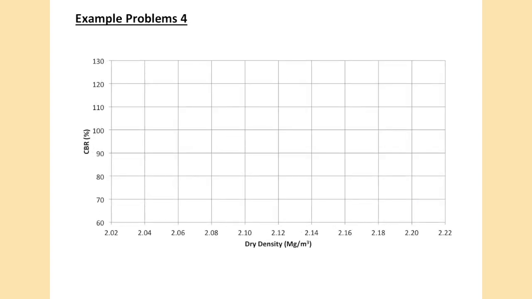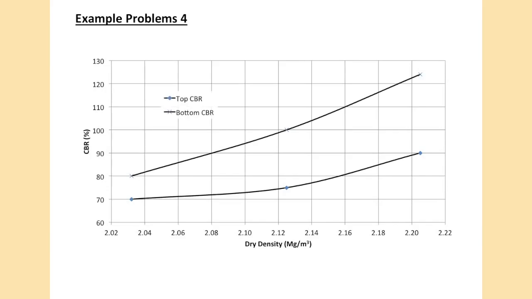Next, let's proceed to plot the soak CBR versus dry density graph. For this graph, plot the axes with dry density as the x-axis and CBR value as the y-axis. Then, plot the points for both layers on the graph based on the values in the table. Then, draw a smooth line to connect the points for both layers respectively. After the graph has been plotted, let's determine the CBR value at 95% of maximum dry density.